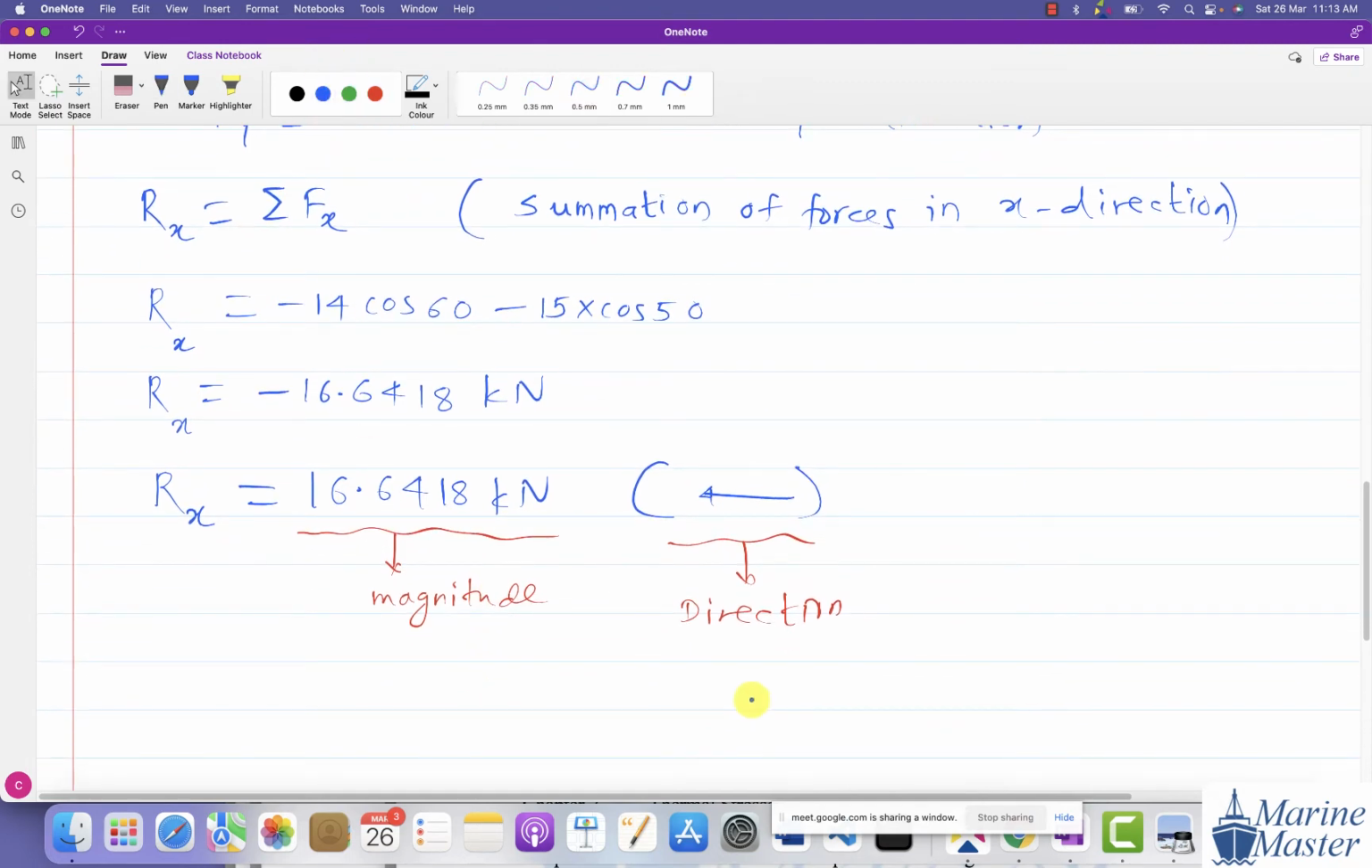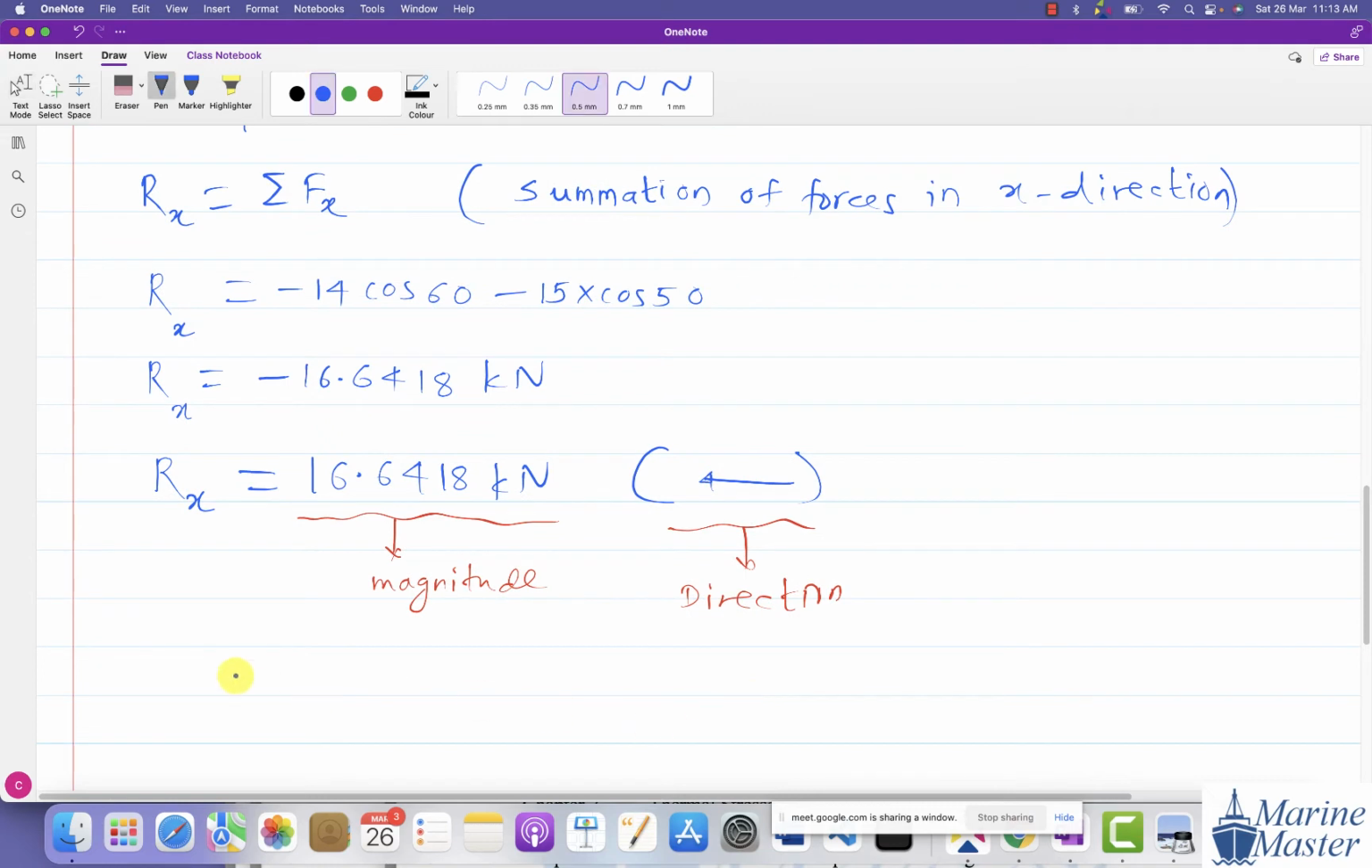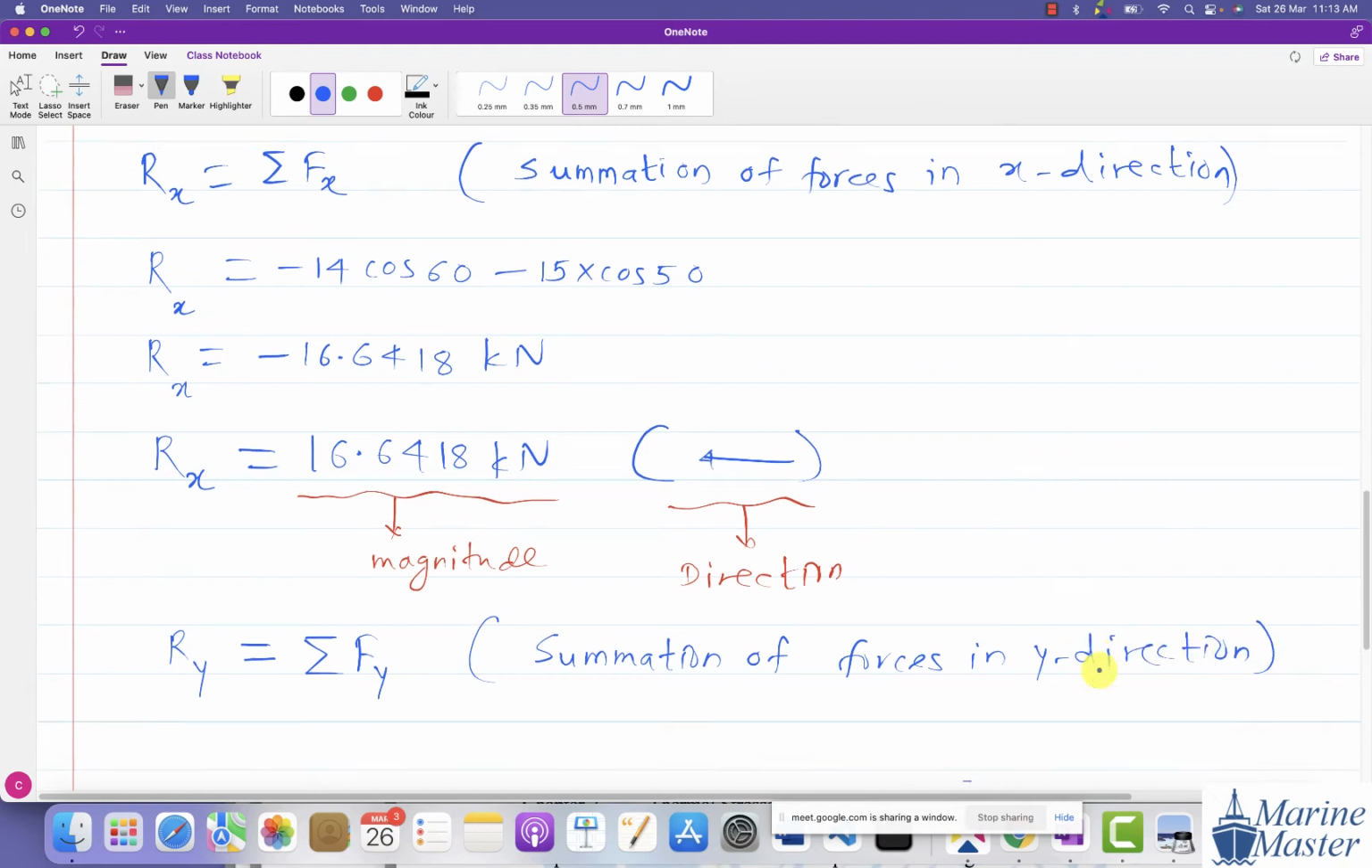Now try to see the scenario here. What will be the Ry? What is meant by Ry? Ry stands for the summation of forces in Y direction. Try to see the things here carefully. So what are the forces here in Y direction? Tell me.